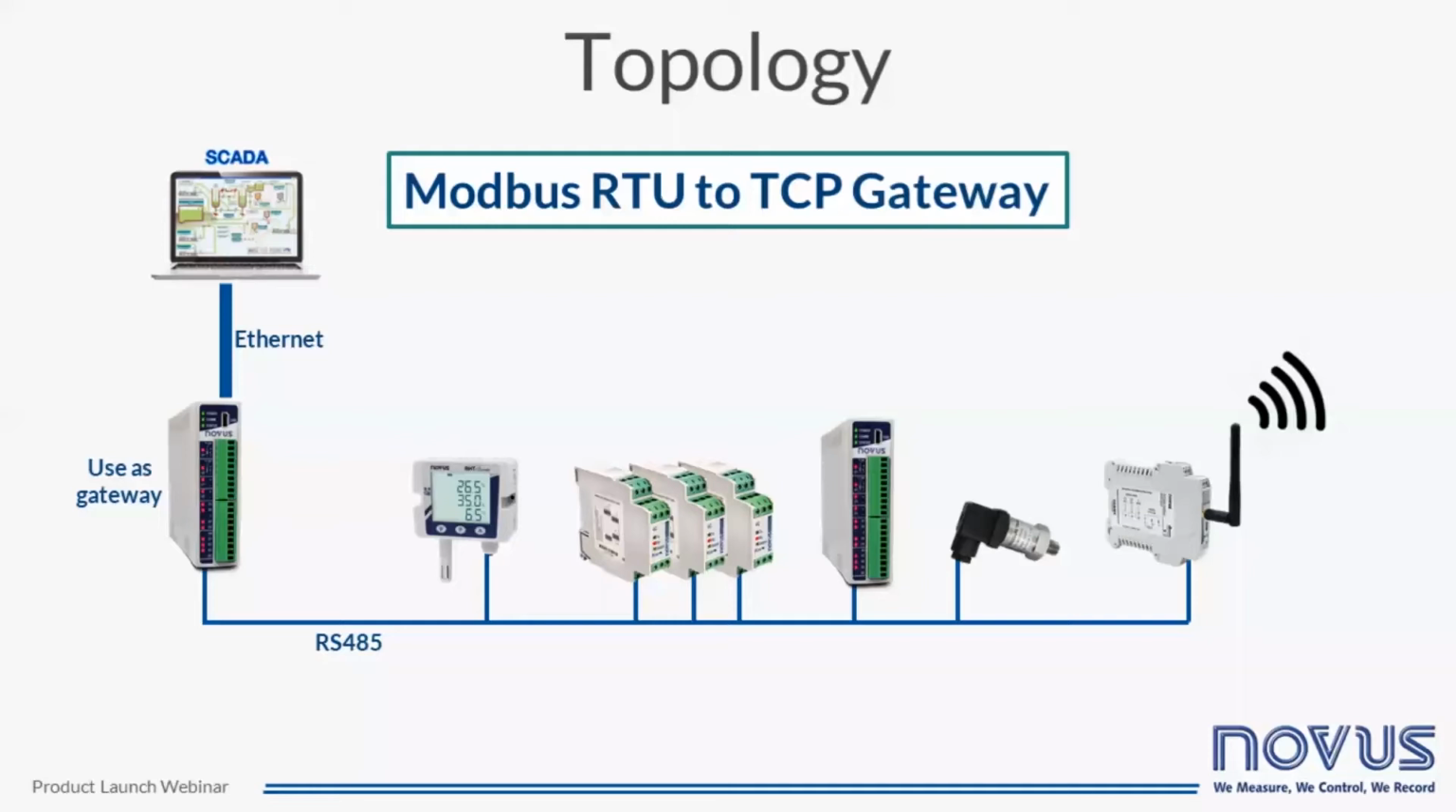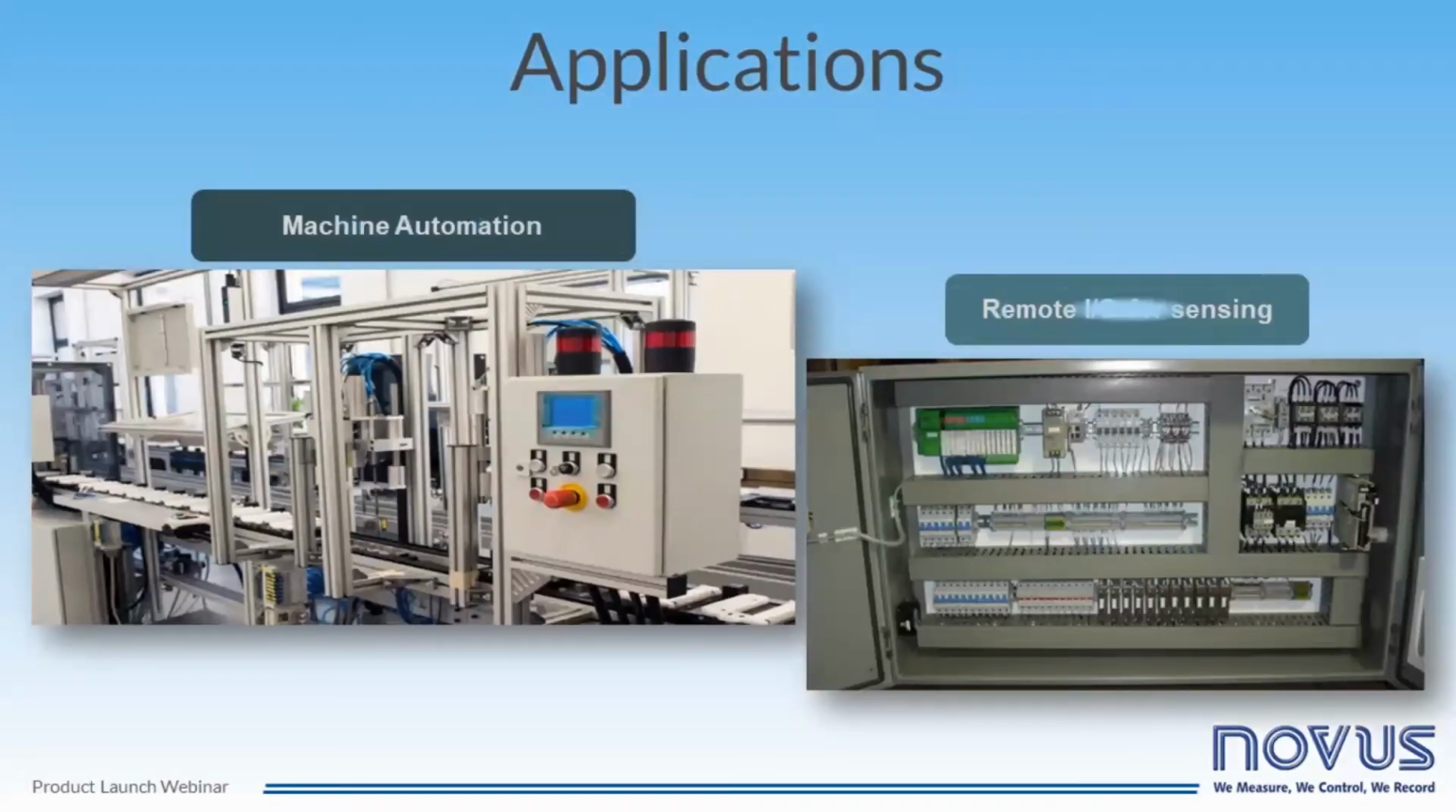DigiRail Connect just takes over and forwards the received TCP message to the RTU network. There is a wide range of applications for DigiRail Connect. In most cases, it can replace, for small machine automation, several I/O modules working together with a PLC or HMI, or even a panel PC.